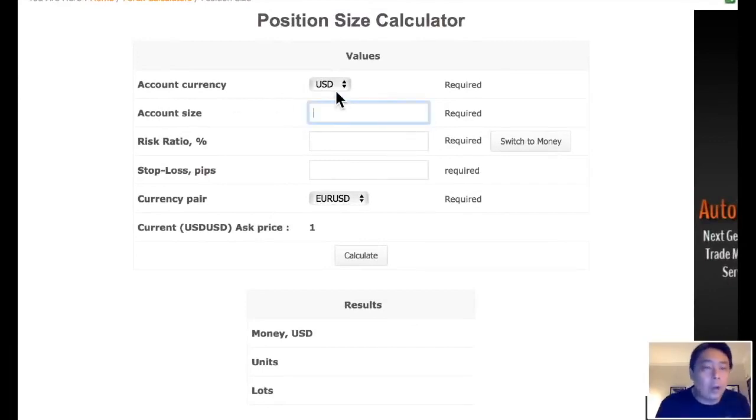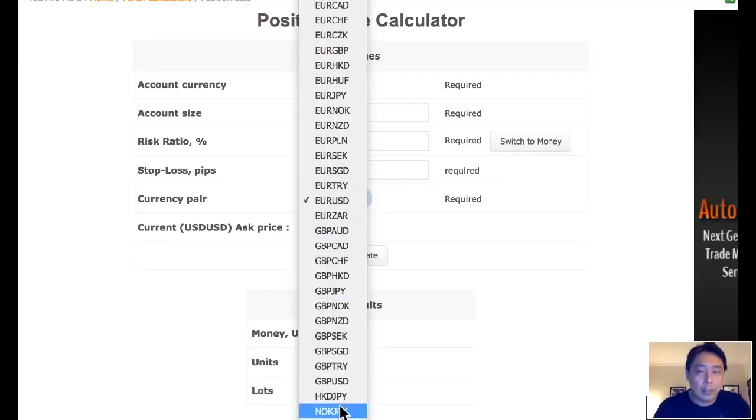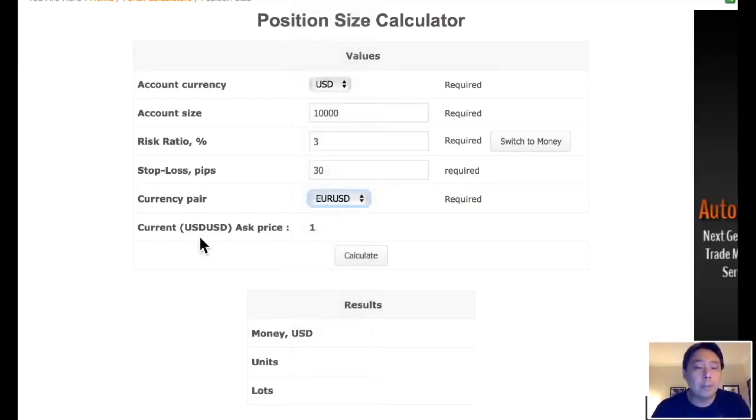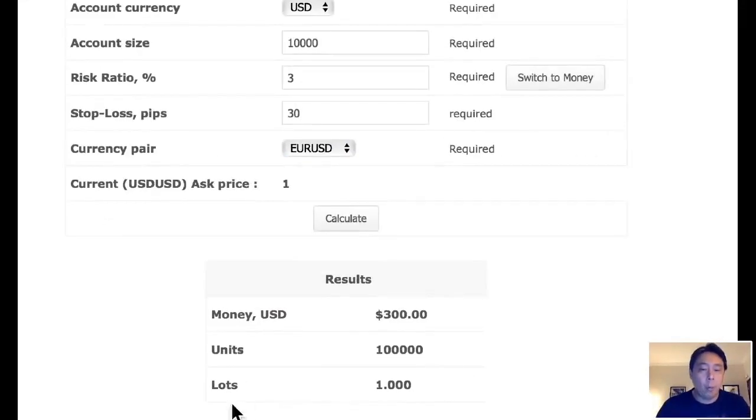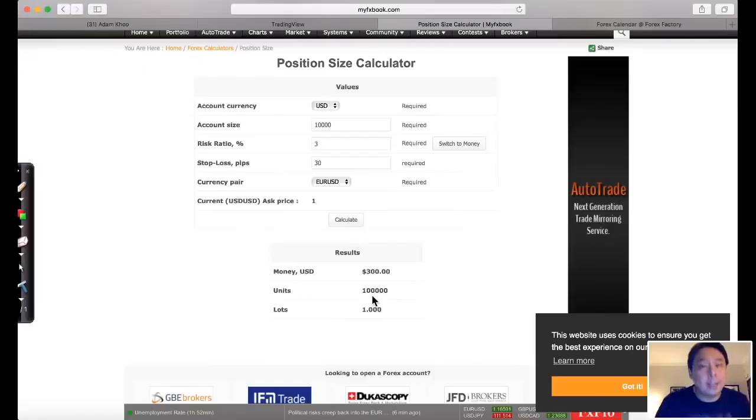Account currency, US dollars. Account size, this will be your net liquidation, so in this case, say 10 grand. You're risking, say, 3%. Your stop loss is 30 pips away. Choose the currency pair you're trading, because this will determine the dollar value per pip. So if you're trading EUR/USD, click on that, and boom, there you go. One lot, which is 100,000 units. Simple as that.